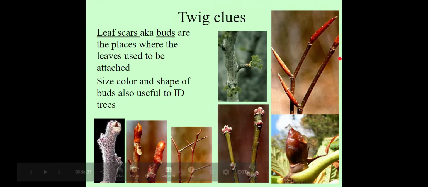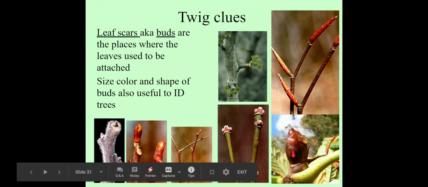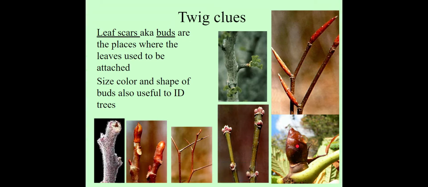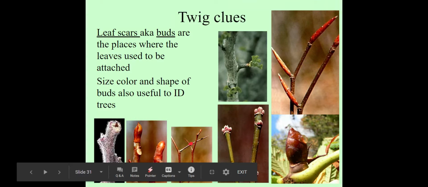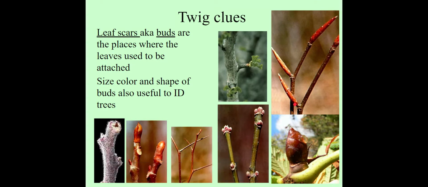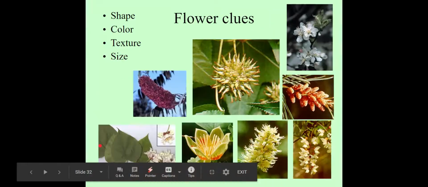Okay, then you have twig clues. So I asked you guys to take a picture of the buds at the end of the twigs because these buds look very different than this one. This one right here, I can tell you off the bat, it's a horse chestnut. This bud is very characteristic of this tree. And then you have other ones that are super long and thin like this one. That's most likely a beech. And then some are even fuzzy or tomentose, right?